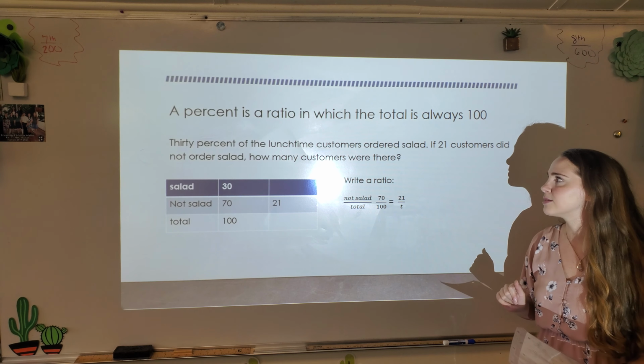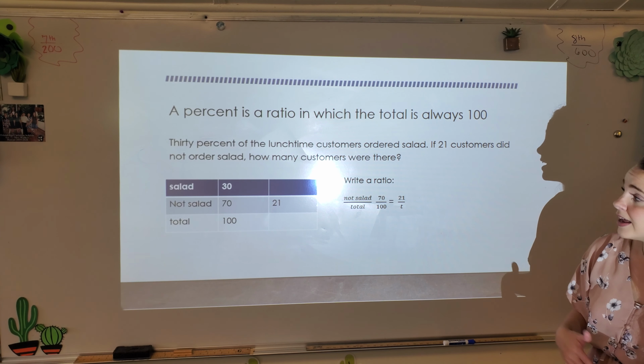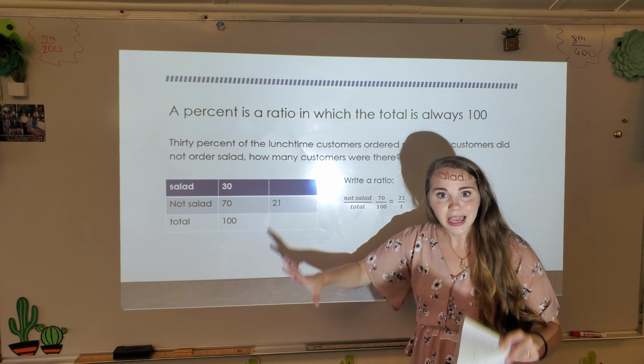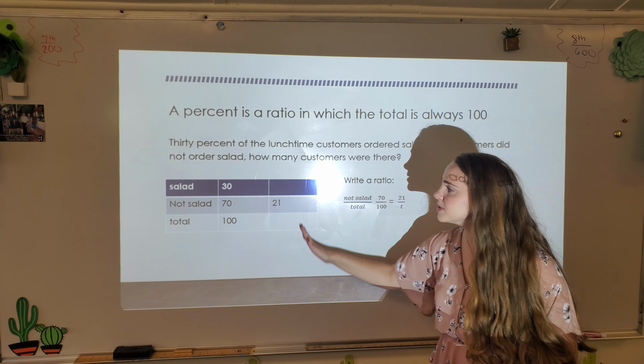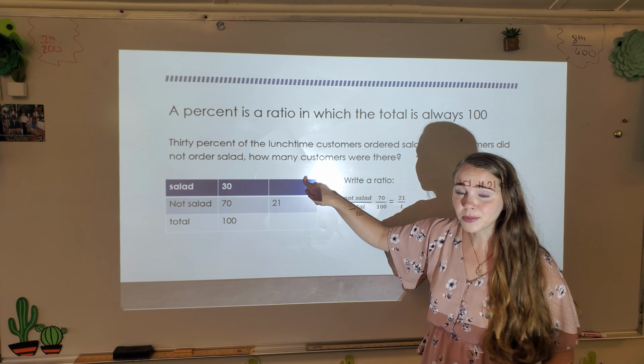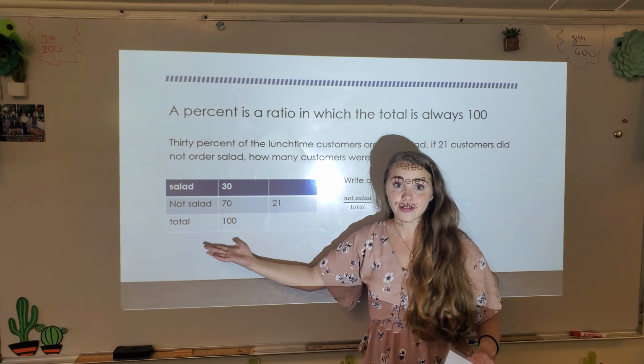30% of the lunchtime customers ordered salad. If 21 customers did not order salad, how many customers were there? So I made a little box. You don't necessarily have to draw a table, but you do need to have two columns. This first column represents our percents. The second column represents the actual number. So what we have here is salad, not salad, and total.